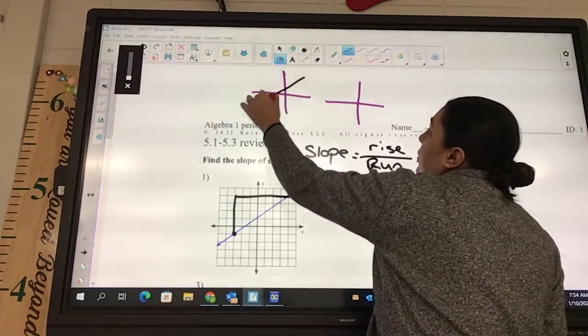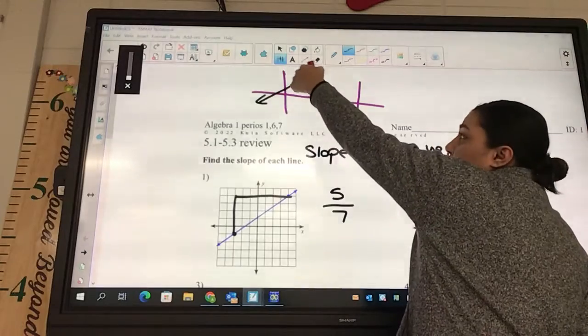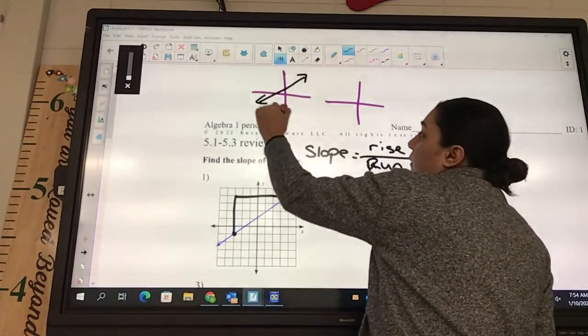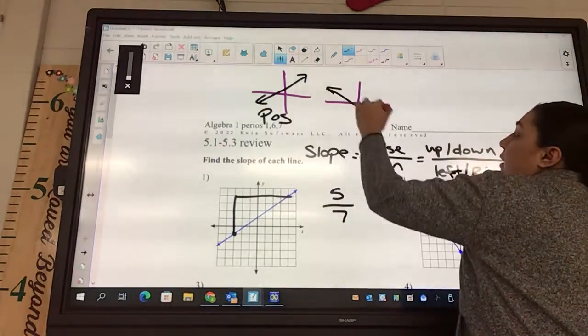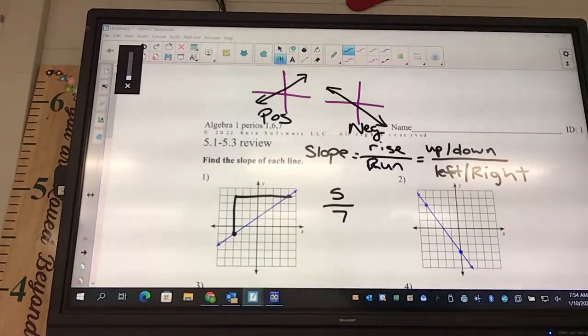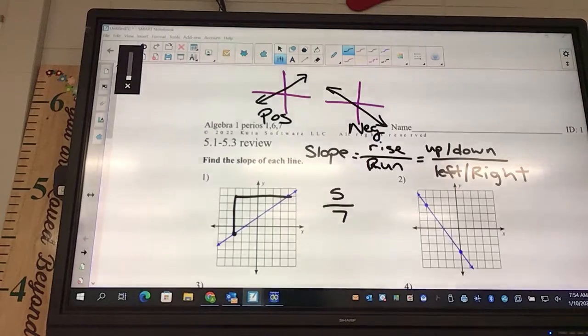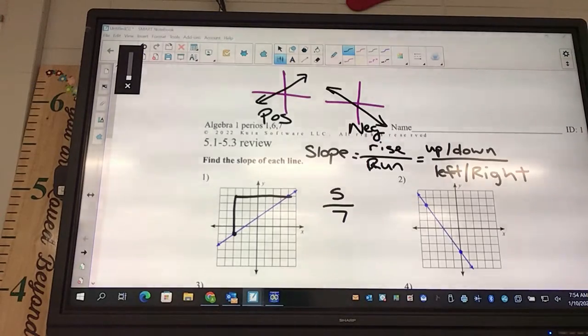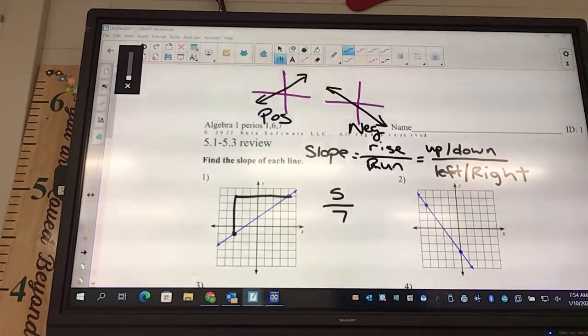Okay, and then the only other notes you're going to need is positive and negative, okay? So if the line is going this way, the highest point of the line is this way, the graph is positive, and if it's facing this way, it's going to be negative. Okay, so is that a negative or a positive line? Positive. It's positive, so we're just going to leave it as 5 over 7.